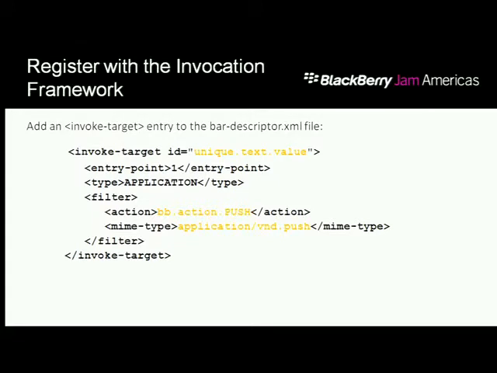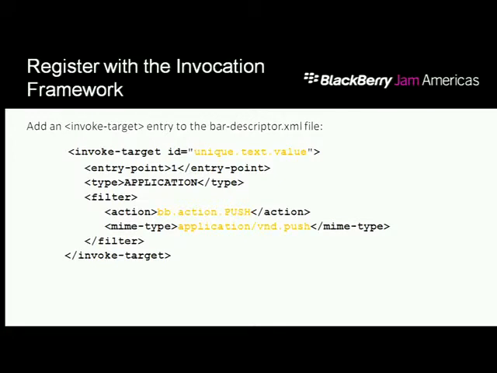All right. So anyways, the way the invocation service works is when your application gets installed, it's going to have these values. You put these values in the bar descriptor file. When it's installed, the device reads the bar descriptor. It reads out what permissions your application requires. As well, it'll read this invoke target element.